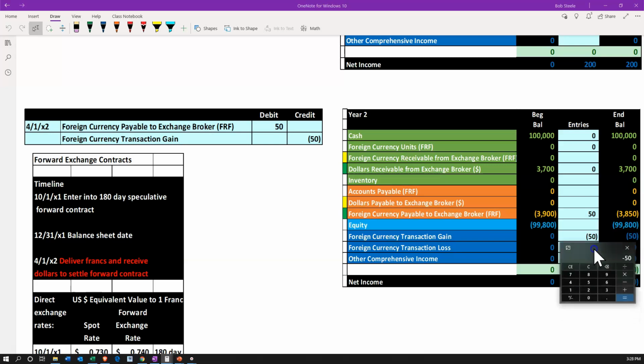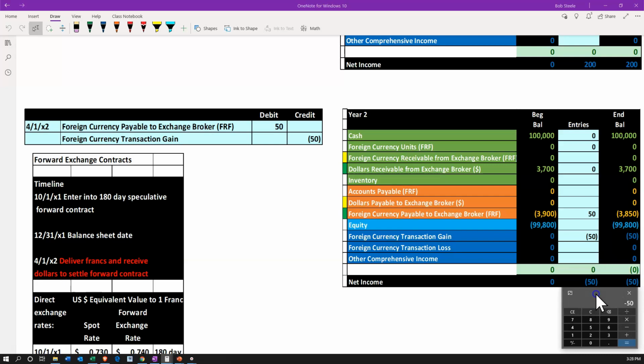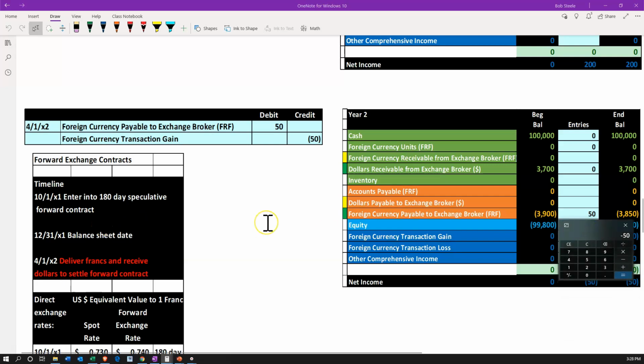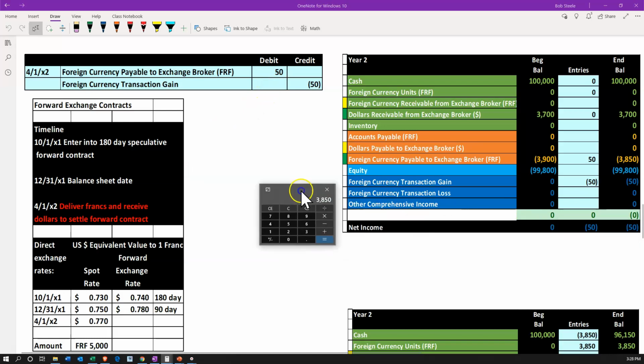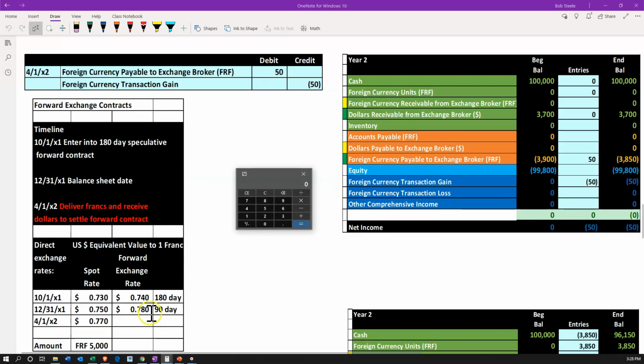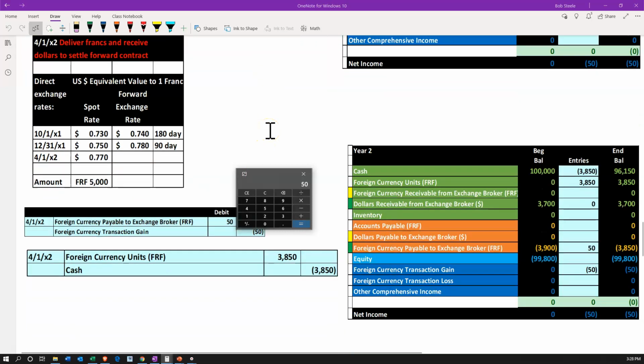And then the other side is going to be included in the gain, which is included in the income of the current time period. So then that $3,850, just remember, is the 5,000 francs times the 0.77. And then obviously you can calculate this $50 to that change. It can be useful just to note that you could take the prior rate you were using, which was 0.78, the forward exchange rate, minus the current rate, 0.77, times the 5,000 francs, and that'll give you the $50 as well.